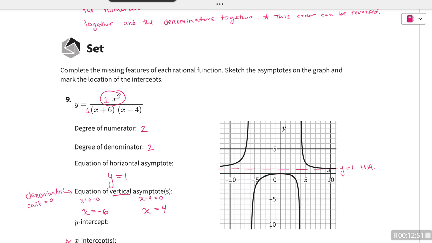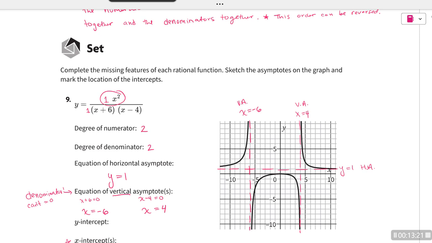So let's draw those in. So negative 6 is right here. So vertical asymptote x equals negative 6. And here is, well, there's 5, so here's 4. Positive 4. So those are my 2 vertical asymptotes for this problem.